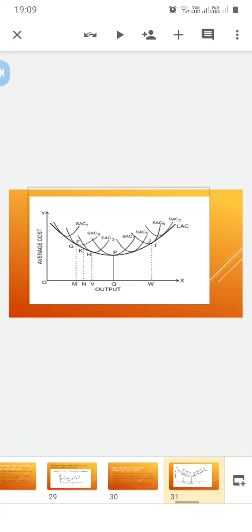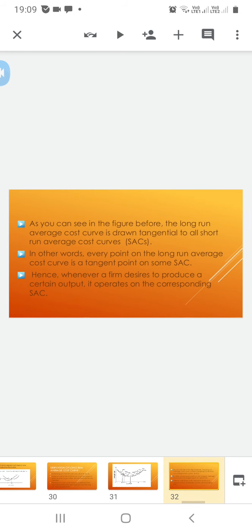This holds if the production function is linear and homogeneous. As you can see in the figure before, the long run average cost curve is drawn tangential to all short run average cost curves, SACs. In other words, every point on the long run average cost curve is a tangent point on some SAC. Hence, whenever a firm desires to produce a certain output, it operates on the corresponding SAC.